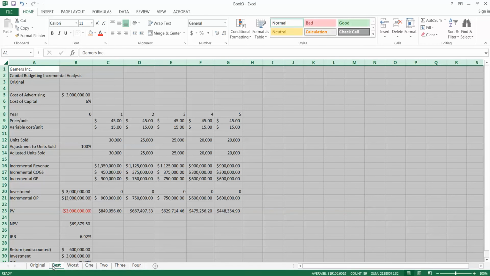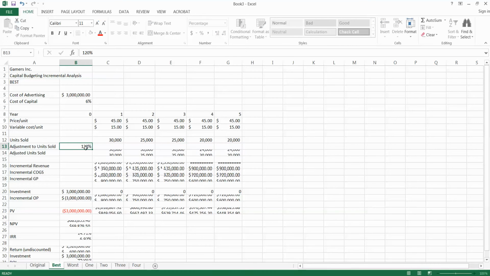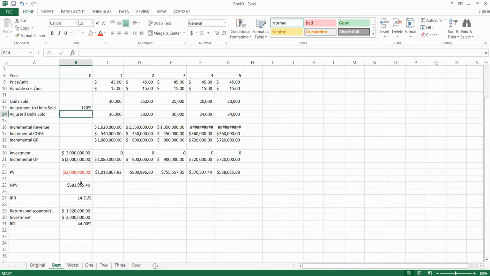Let's go to our best. Now we were smart enough to put our adjustment to units sold right in our very first one. So the very first thing we want to do is change our title so that we know which one we're working with. I like to make it all caps so it's very easy to see. And we're going to take the 100% and we're going to go to our best scenario, which is 120%, and see what happens with our net present value.